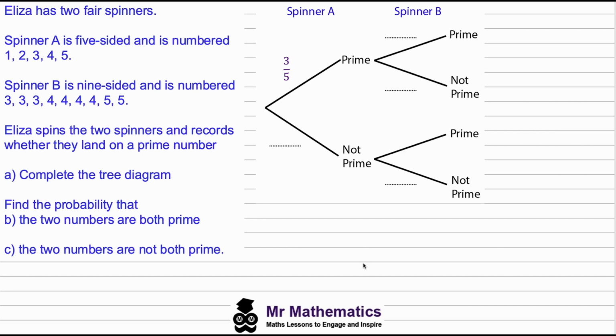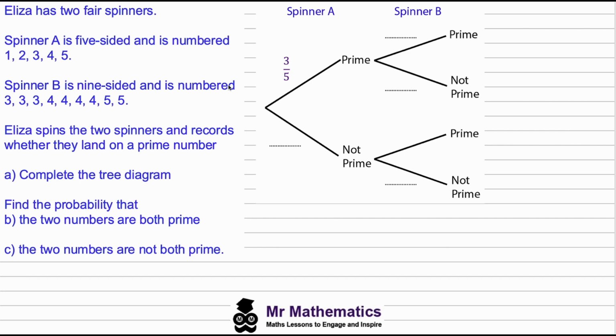So in our first example, we're told that Eliza has two fair spinners. Spinner A is 5-sided and numbered 1 to 5, and spinner B is 9-sided and numbered with numbers given here. We're told that Eliza spins the two spinners and records whether they land on a prime number, and then we've been asked to complete the tree diagram.